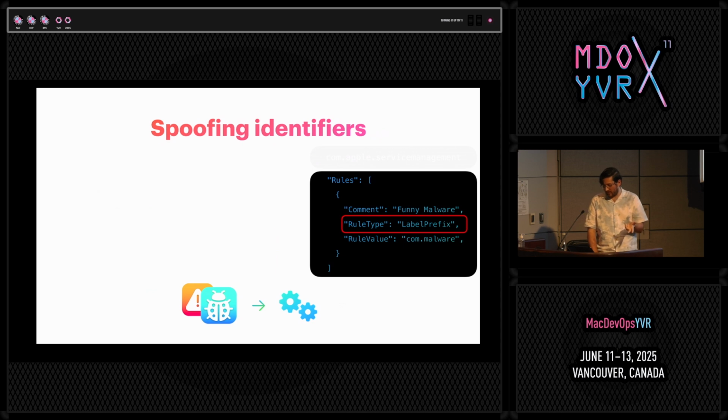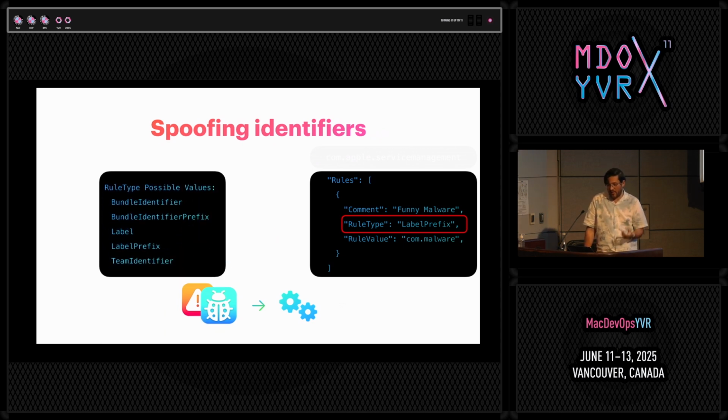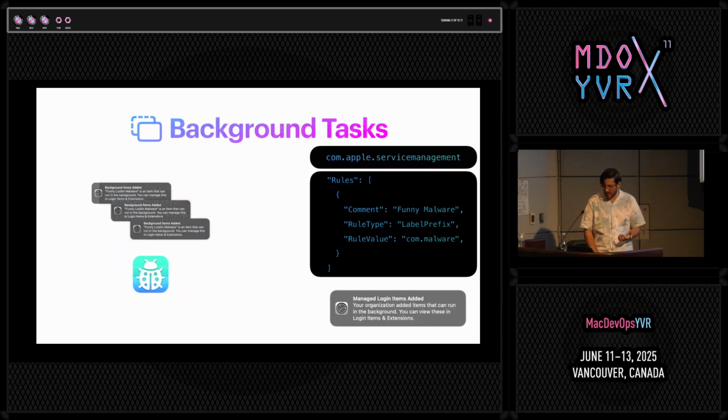So here we see with label prefix, we can see other possible values: bundle identifier prefix, label prefix, and team identifier. However, those first four are actually relatively easily spoofable. So the one you want to be pushing is team identifier. So if we look at our profile here, how do we fix it? Well, we're going to switch it to a team identifier and specify the team ID.